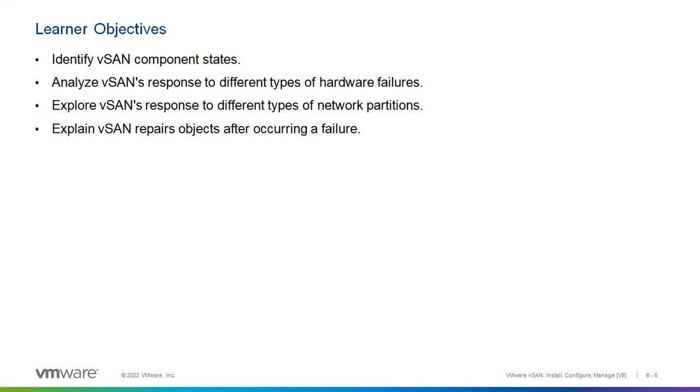Then we explore the vSAN response to different types of network partition, like if a particular host goes out of network, what will happen. Then explain how vSAN repairs objects after a failure, how the vSAN intelligence is used to recover the components or to repair the vSAN component if any of the particular objects got a failure because of any hardware failure, or maybe an underlying component failure, such as a disk, maybe a capacity drive, cache drive, or maybe some network card, or maybe the entire host.